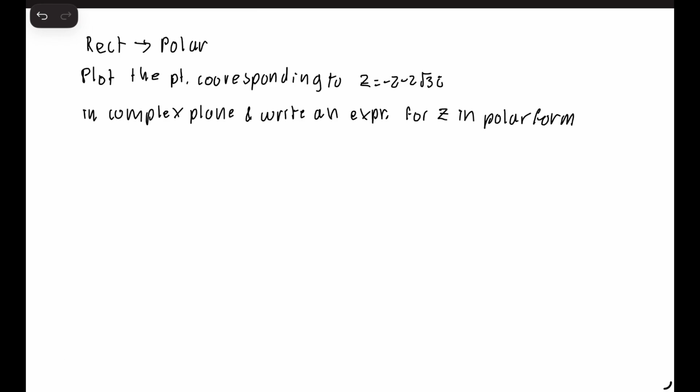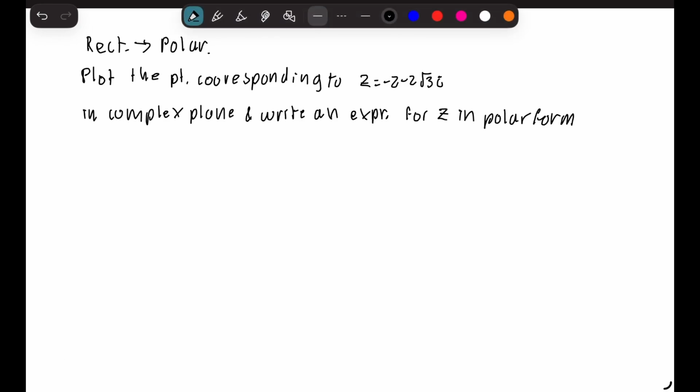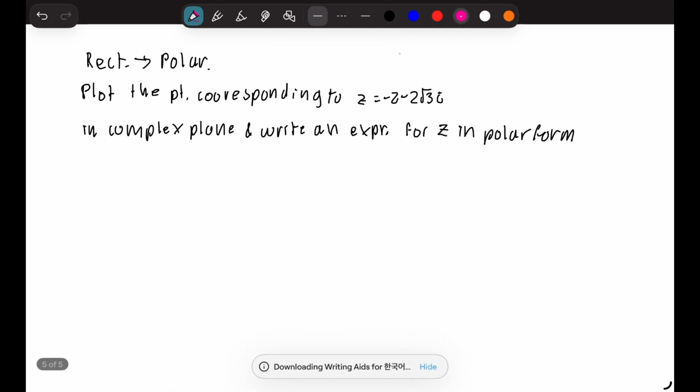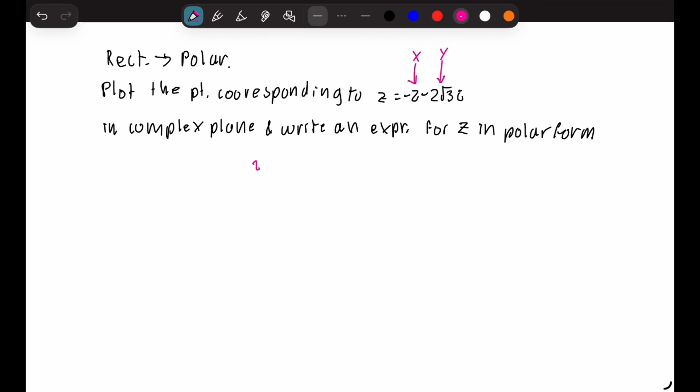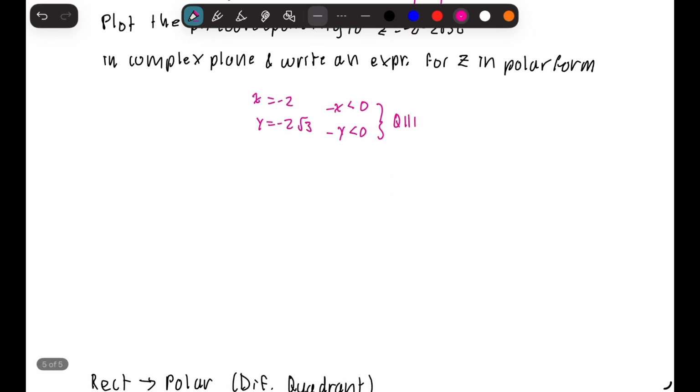For our first question, we are going to convert from rectangular to polar form. So we have z is equal to negative 2 root 3i. First, we identify our x and our y. Negative 2 is our x, and negative 2 root 3 is going to be our y. So we know that x is going to be negative and y is going to be negative. So that means that you are going to be in Q3.